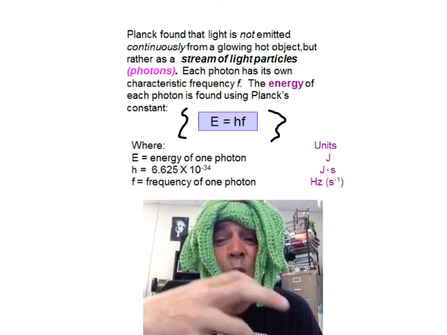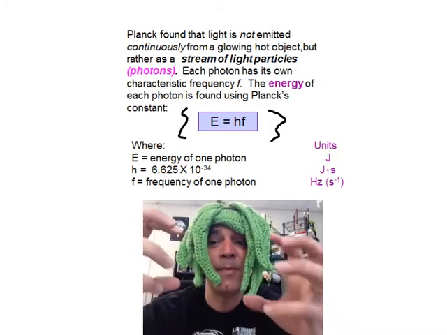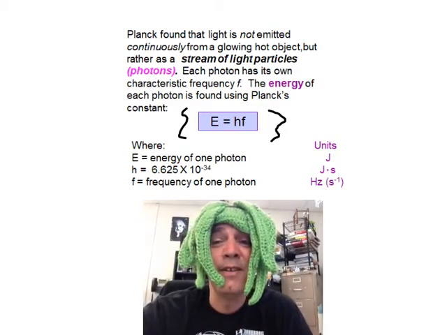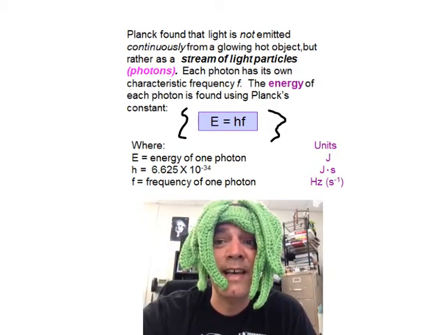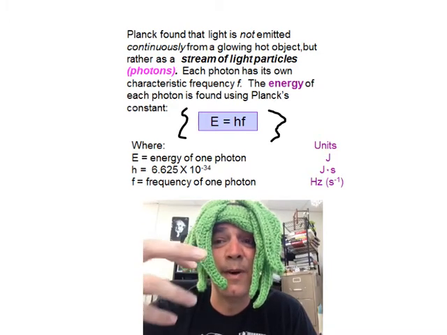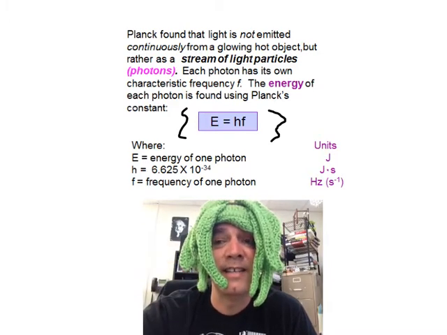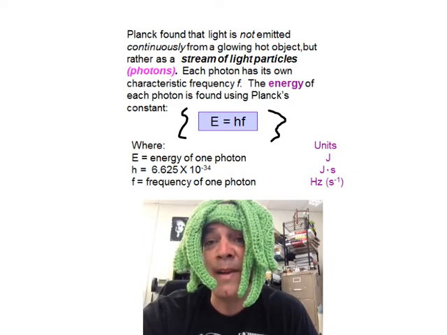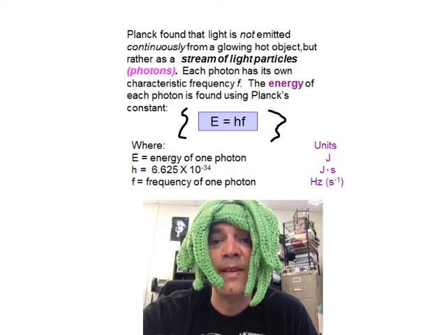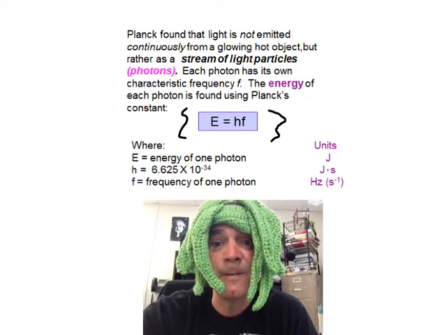It's what's called quantized. Remember, quantized was things that come in particular bundles. The bundle that light is quantized in is Planck's constant. That's how it's bundled. It has to be some multiple of Planck's constant. It can't be anything else. And because it comes in those little bundles, that's why this is quantum physics.